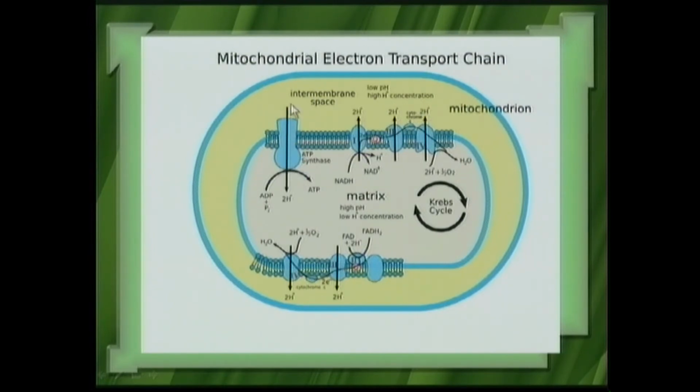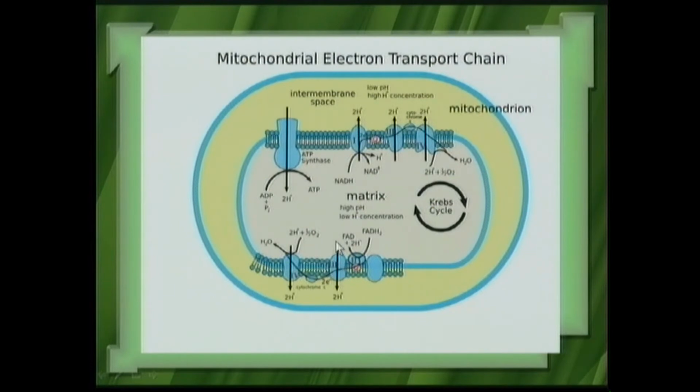And each time a hydrogen ion passes back into the matrix of the mitochondrion, this ATP synthase will turn in the membrane. Every time it turns, it generates ATP from ADP plus a phosphate group. It actually makes ATP. The same thing happens with the FADH2. It will pass on the electron and liberate these two hydrogen ions.